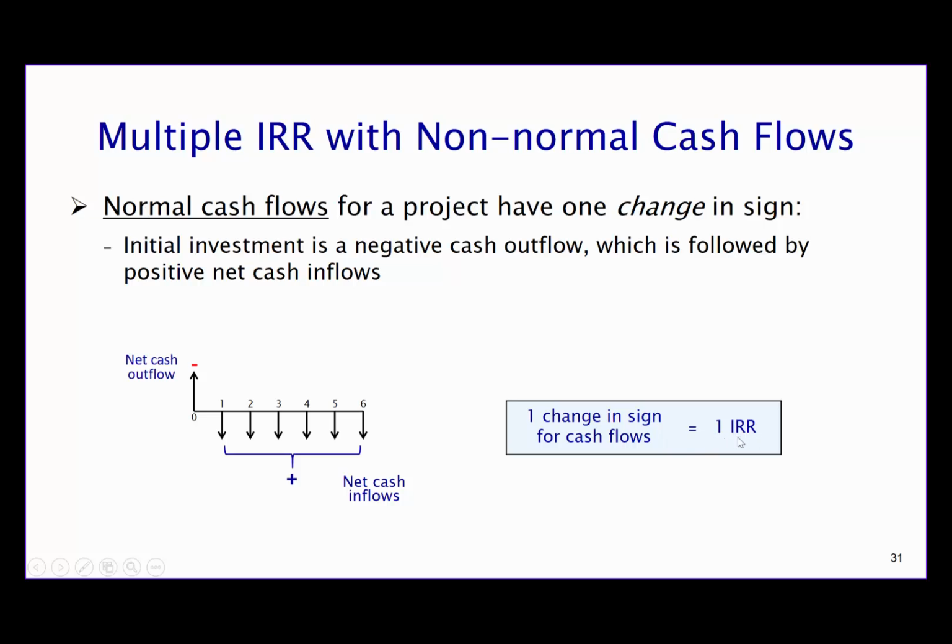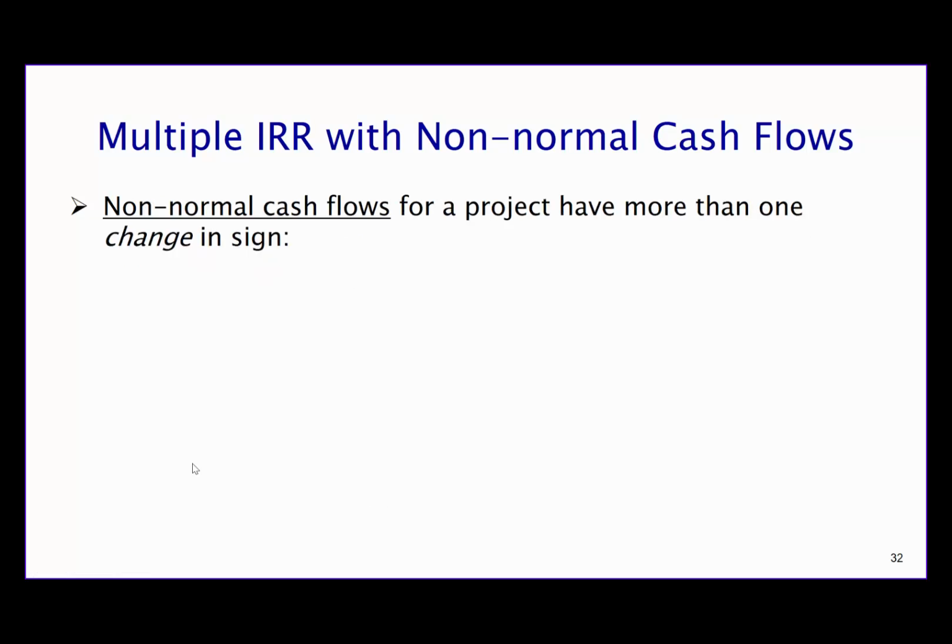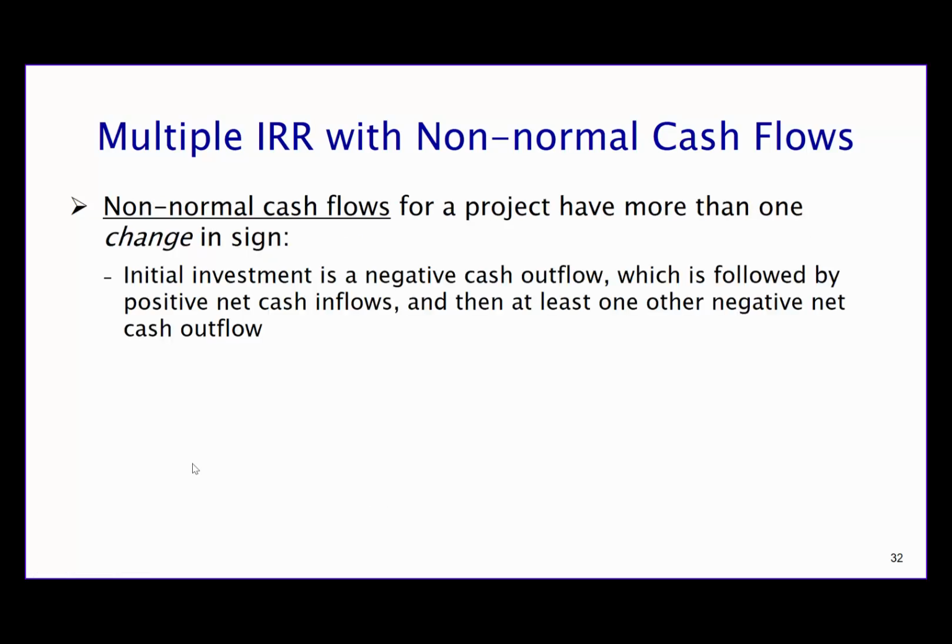Economically, this IRR means something to us. It represents the rate of return, if you will, using time value of money that's received on this initial cash outflow, the initial investment. Non-normal cash flows would have more than one change in sign, where the initial investment is a net cash outflow, followed by positive net cash inflows, and then at least one other net cash outflow out there somewhere. So something like this. Initial investment, cash outflow at time 0, followed by net cash inflows, and then another cash outflow, and then an inflow.